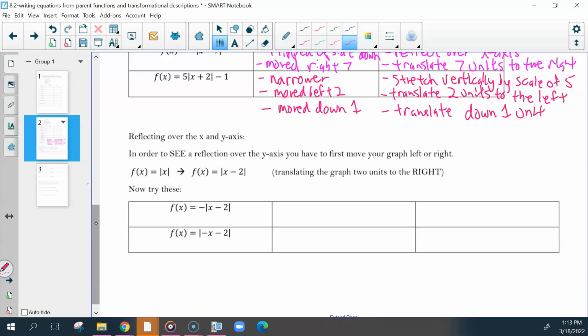first. So if we have this function, f of x equals absolute value of x minus 2, where we're translating the graph 2 units to the right, and then we have a negative on the outside, so we should already know that this would be flipped upside down. Because this would be a reflection over the x-axis.